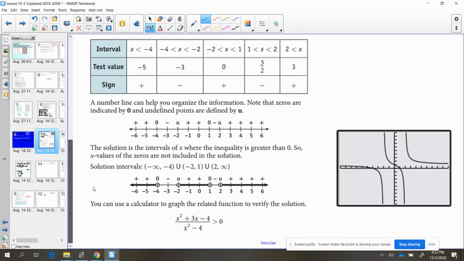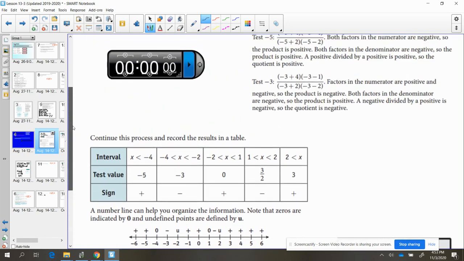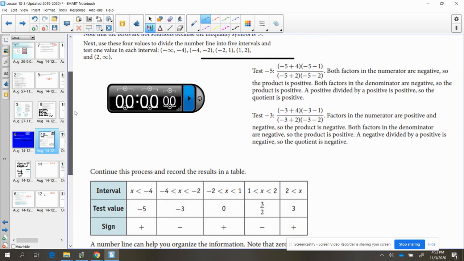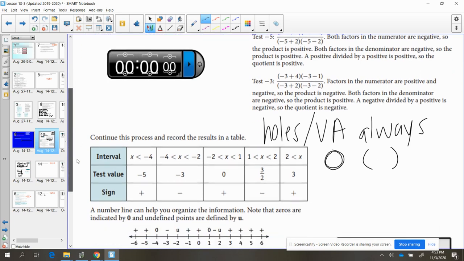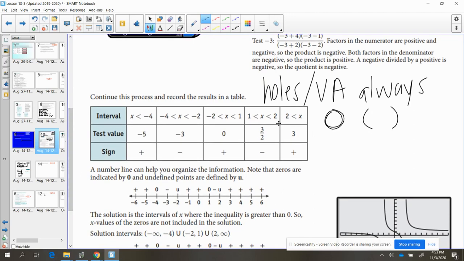When something is a hole, again, it's not a vertical asymptote, and vice versa. Something important to notice that they talk about in here, but not super crazy, is the idea that our holes and our vertical asymptotes are always not included. What that means is they're either always an open circle or they're always involving parentheses, because we can't include a hole or a vertical asymptote because they are undefined points.